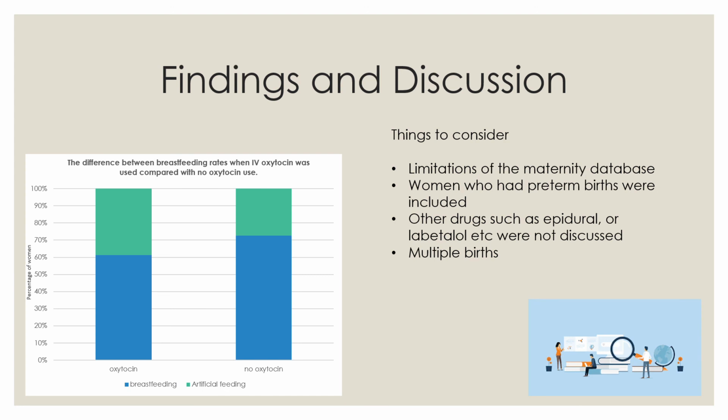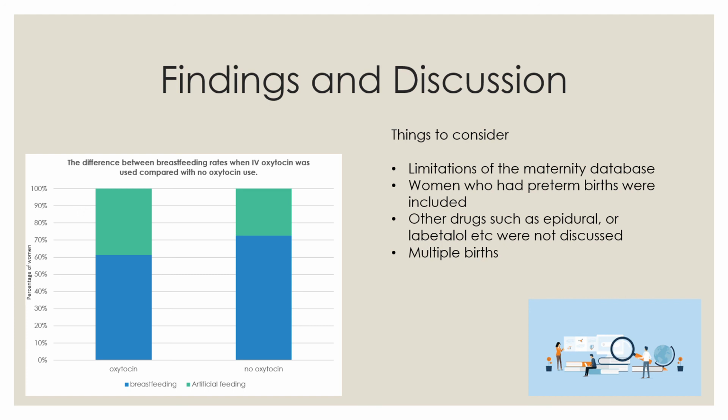The results can be easily seen in this graph. You can see the proportion of women breastfeeding who had no oxytocin is higher than the women breastfeeding who did have oxytocin. Things that I need to consider here are the limitations of the study.